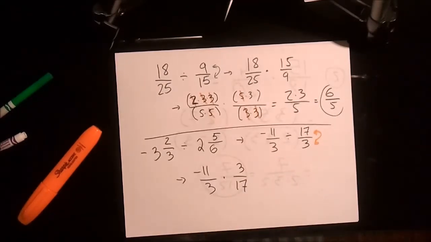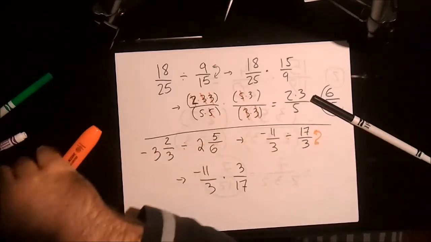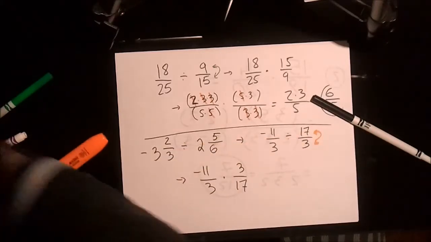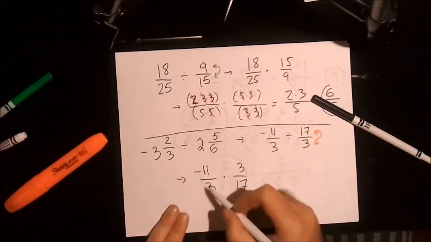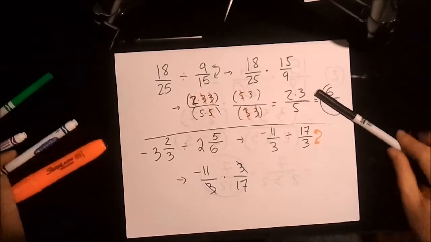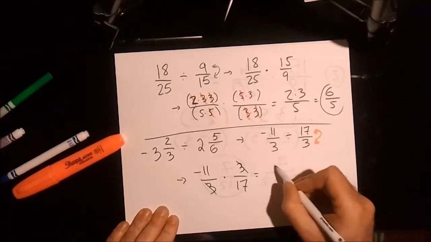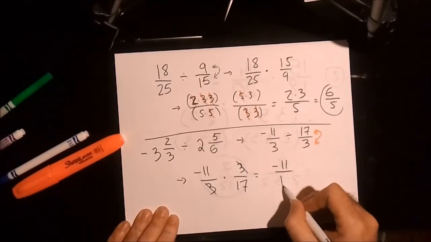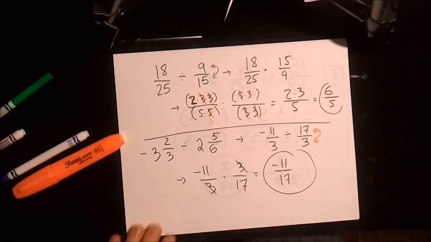Then I'm going to see if I can cancel anything out, and I can. I can cancel out the 3's and nothing else. But that's still not bad, because now I don't have to multiply anything. The only thing left on the top is a negative 11, on the bottom 17, and that's my answer.